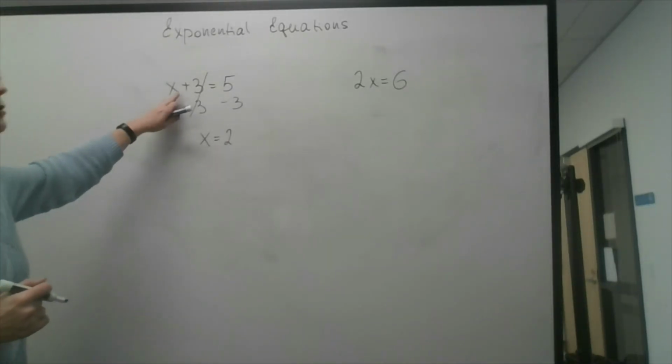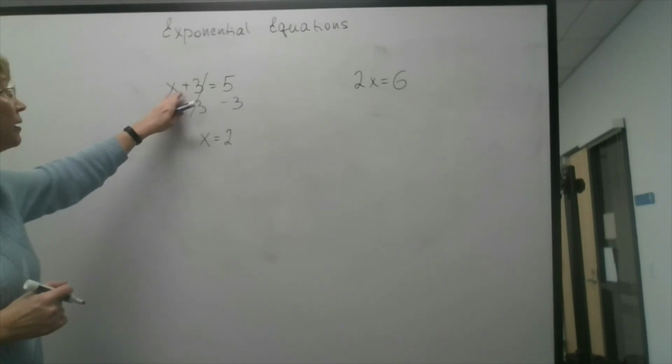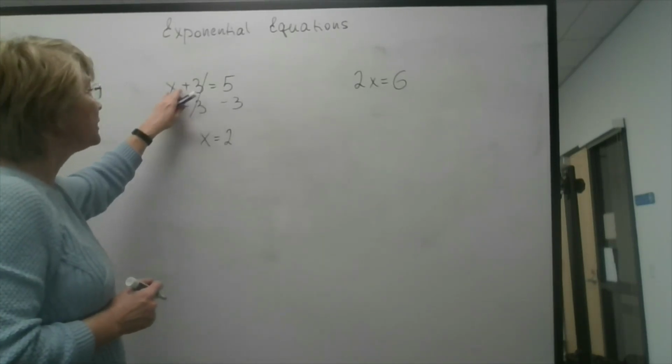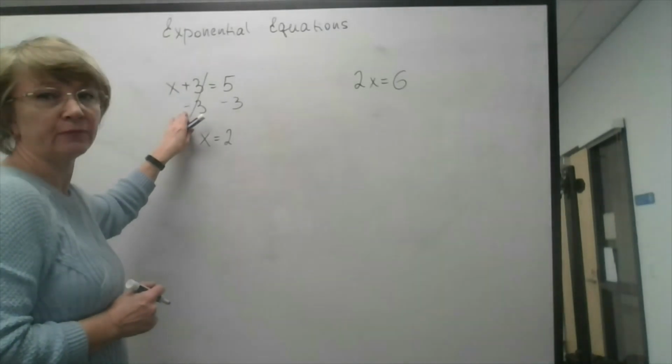What did we do here? We did the opposite. We had addition right here, and because we had addition, we had to subtract 3 from both sides.